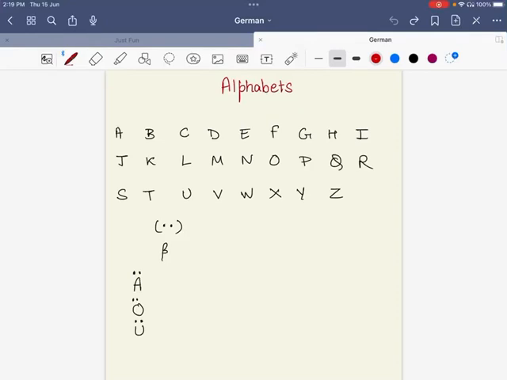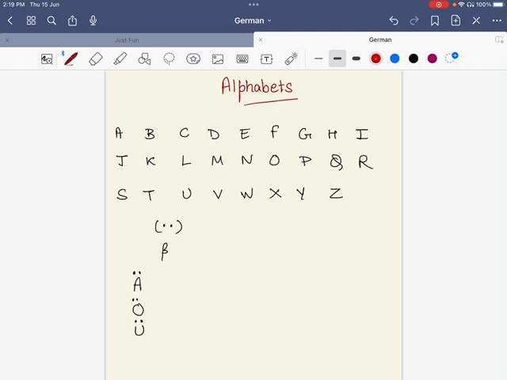In this video, we'll be learning some basics of the German language. As we know, alphabets are the basic building blocks of any language. So, in this video, we'll be learning alphabets and some phrases which we need to learn in the initial phase of learning German. So, let's start with those alphabets.